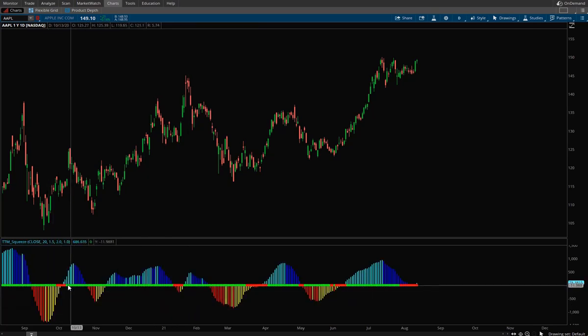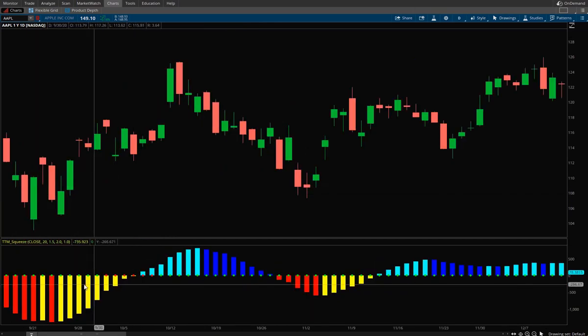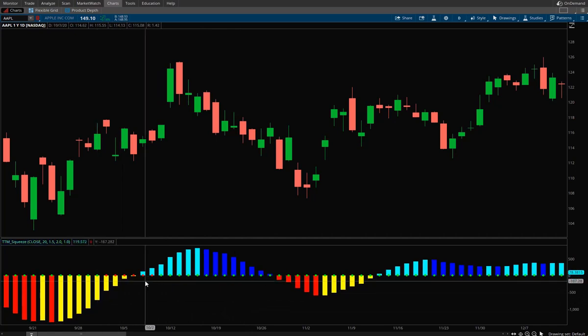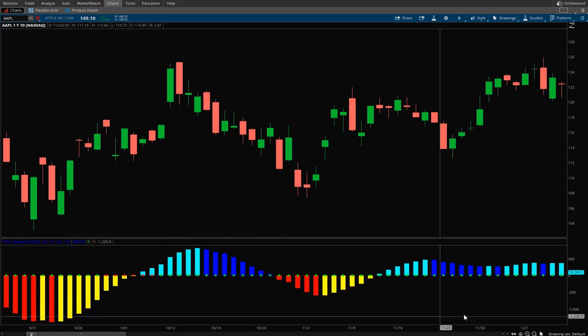So these green dots mean that there are no squeezes within the stock until we get to these red dots right here. When you get your first red dot, this means that a stock is in a squeeze, and this is where I'm always looking to get into a trade.